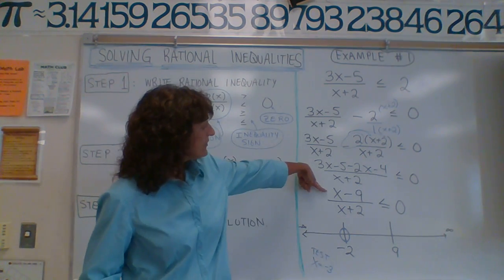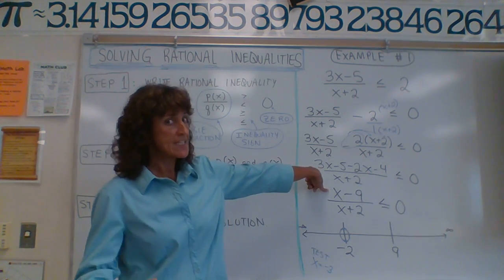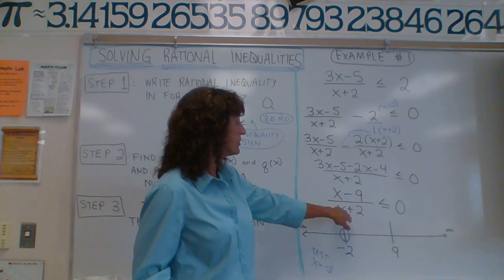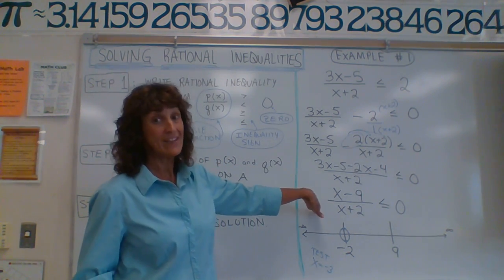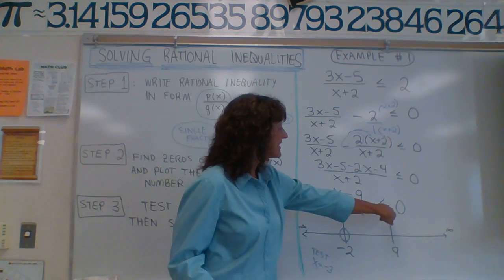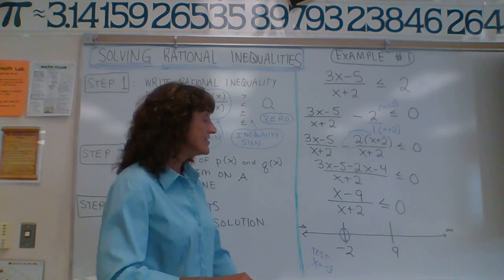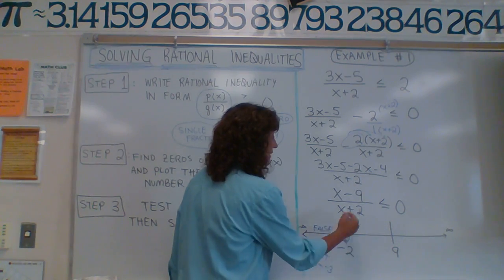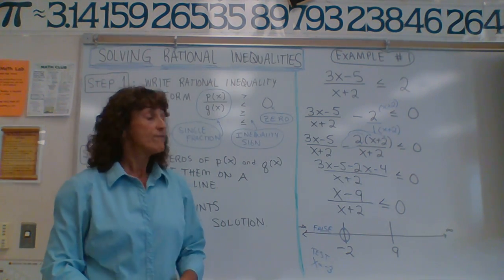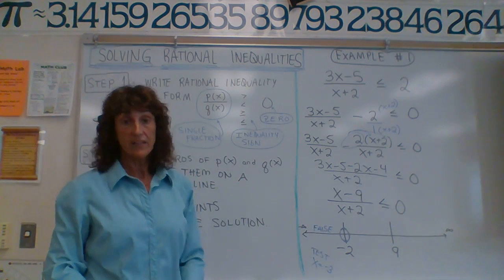When you plug in negative 3, negative 3 minus 9 is negative 12. Negative 3 plus 2 is negative 1. Negative 12 divided by negative 1 is 12. Is 12 less than 0? That is not true, so I'm going to write false. That gives us a false inequality statement. A false statement means the solutions do not lie there.